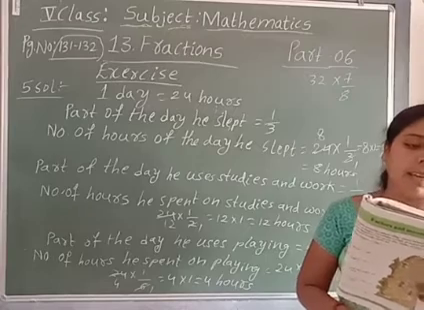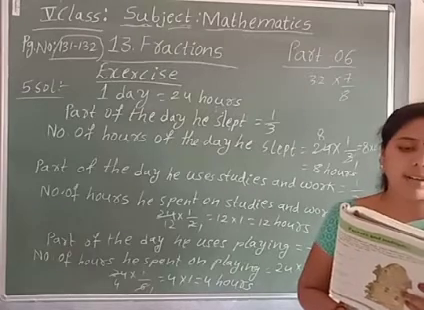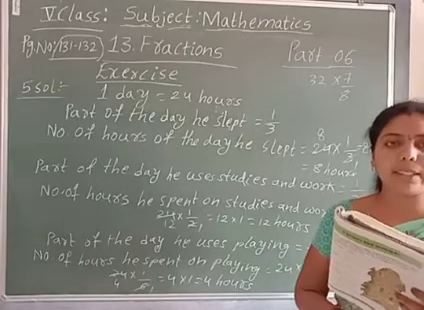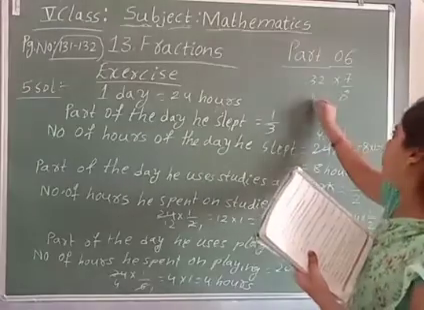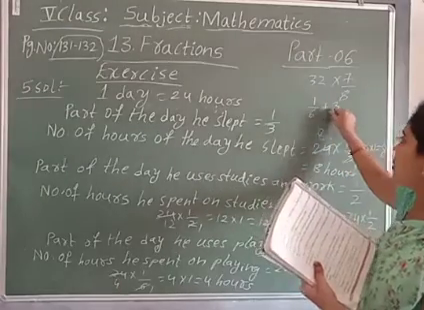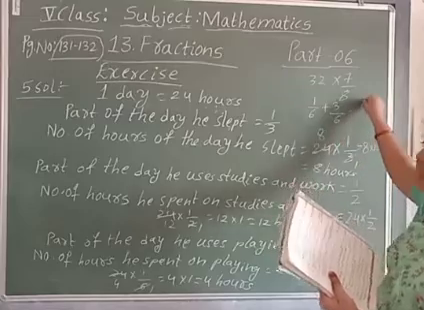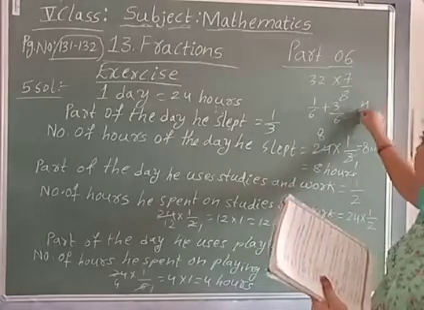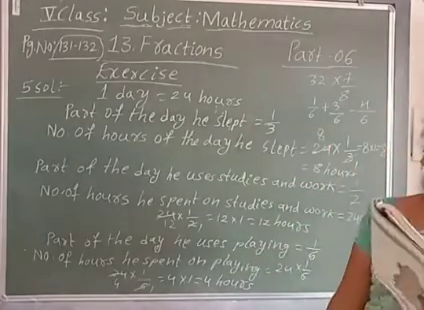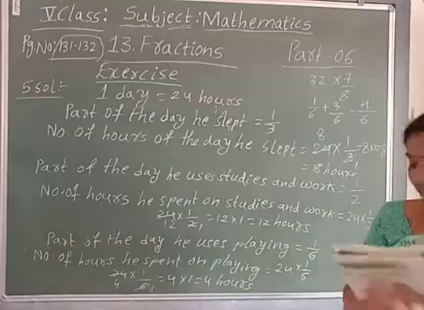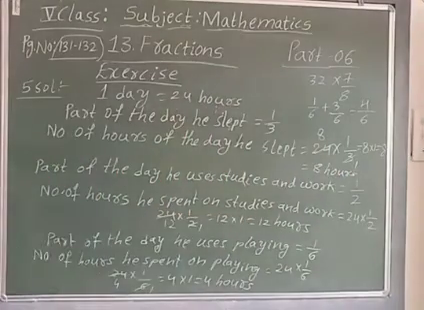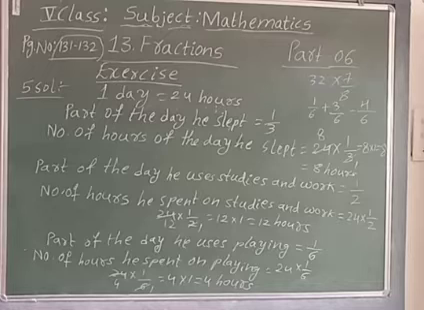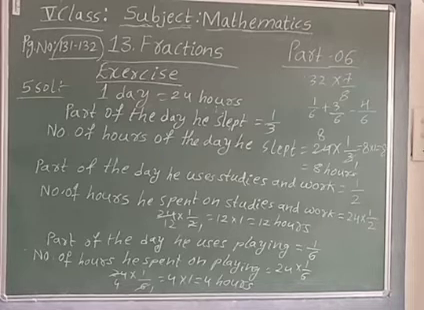8th one: Radha read 1/6 part of her book in the morning and 3/6 part in the evening. So 1/6 part and 3/6 part, you will add it. How much is it? Like this only you will do that. Okay. Next, 9th question, right children? 9th one. Keep those hints. Write down that.